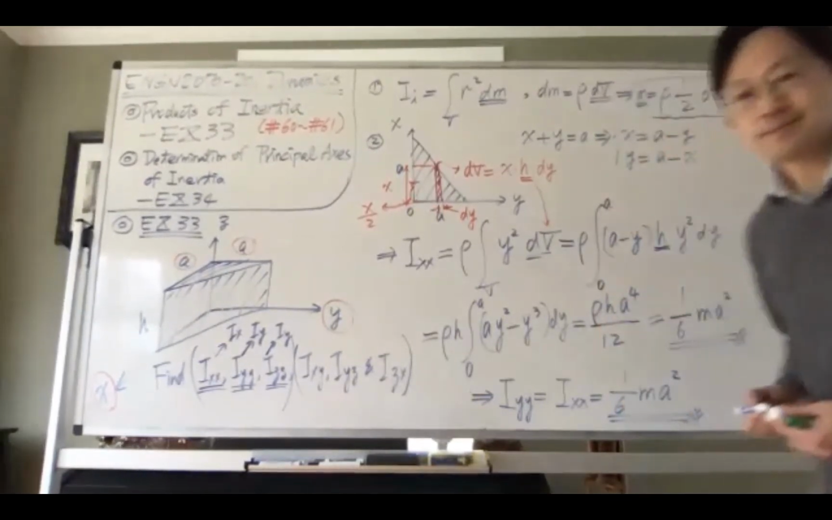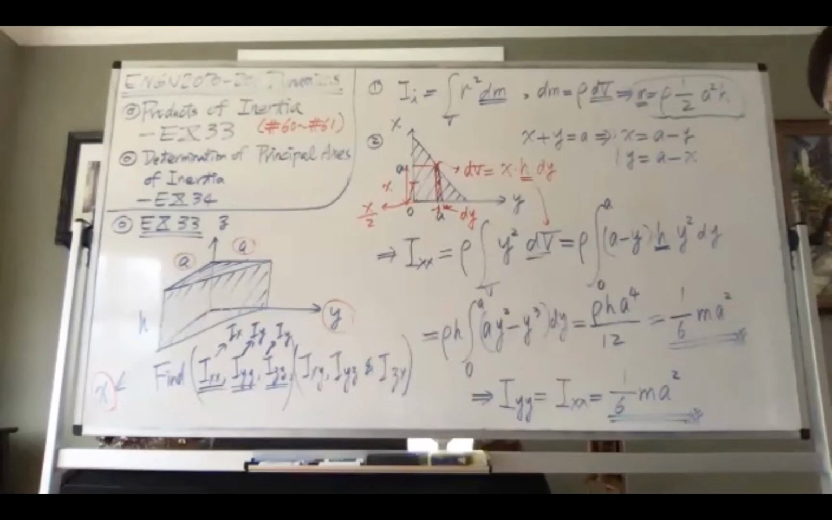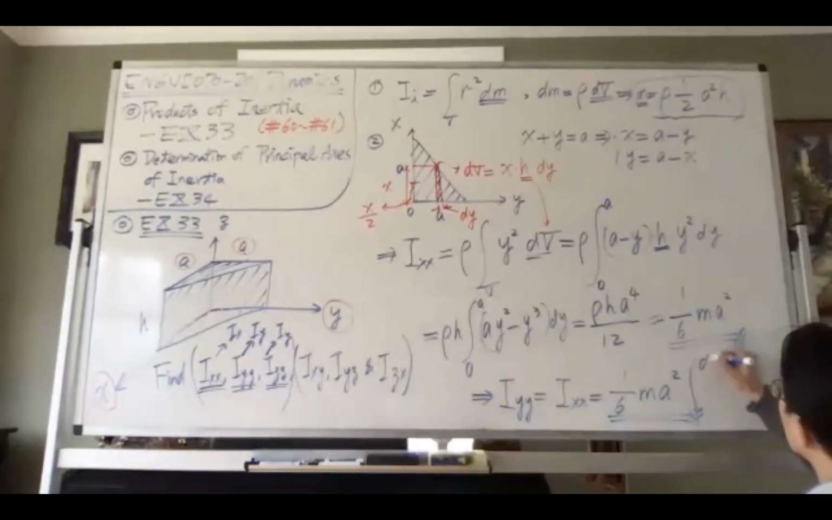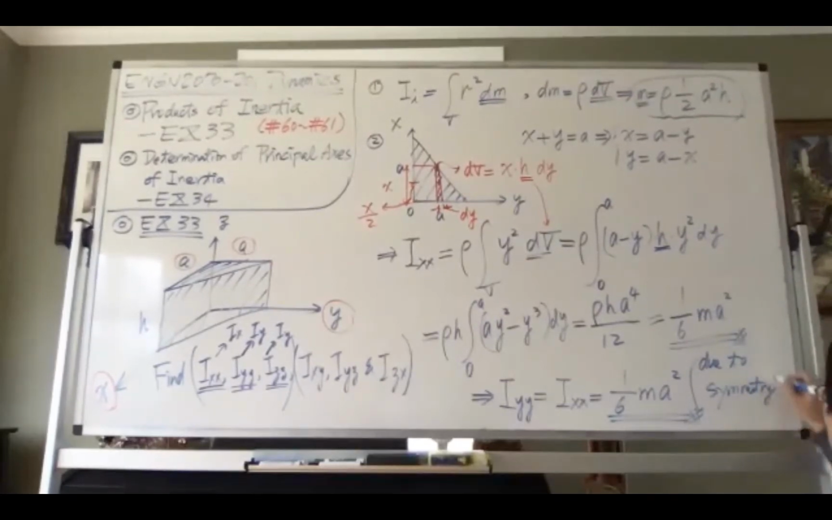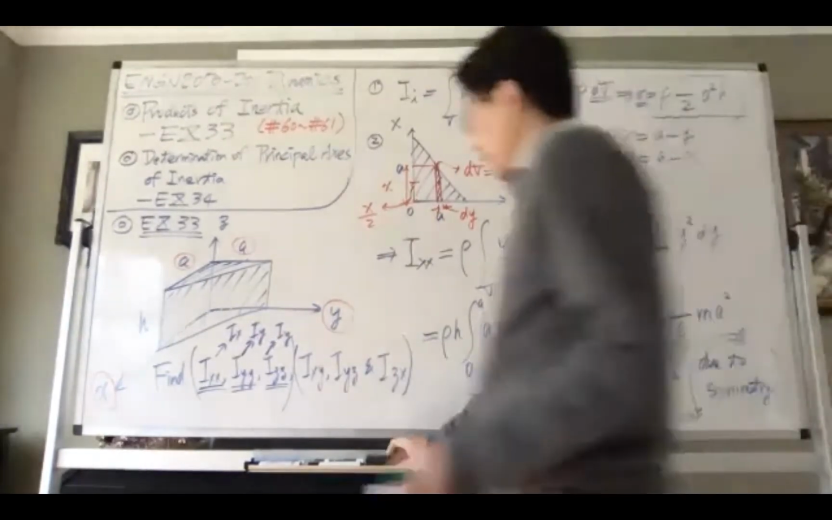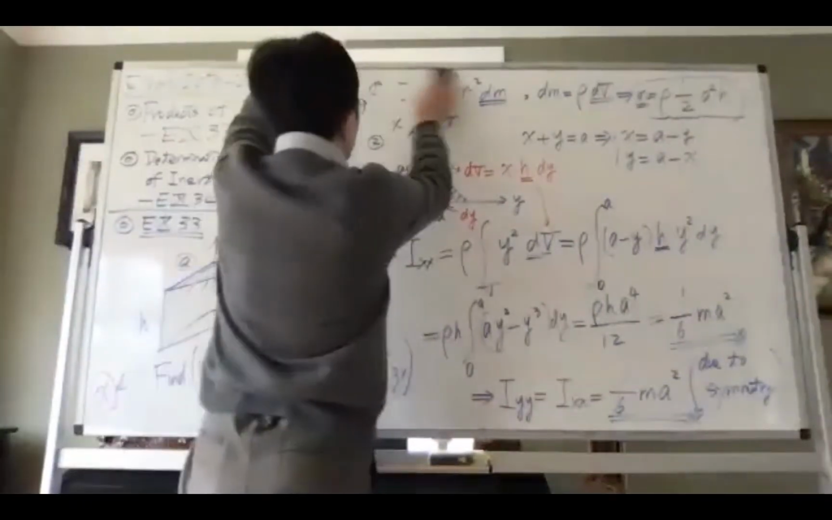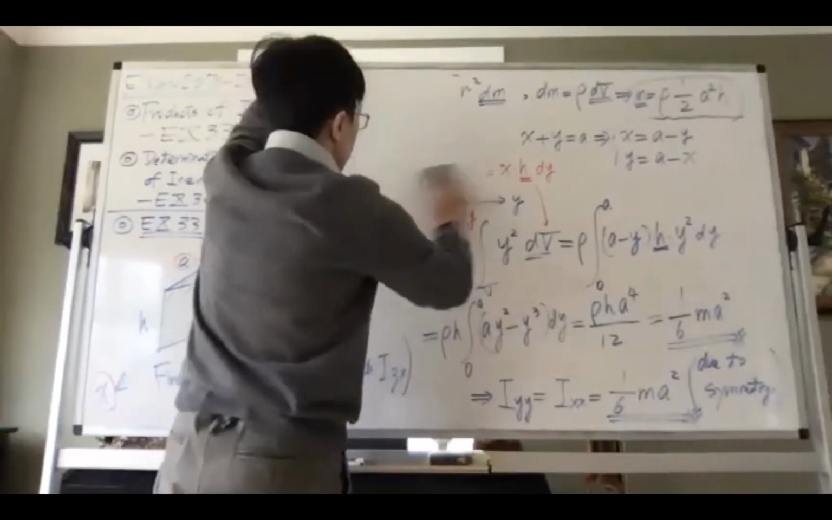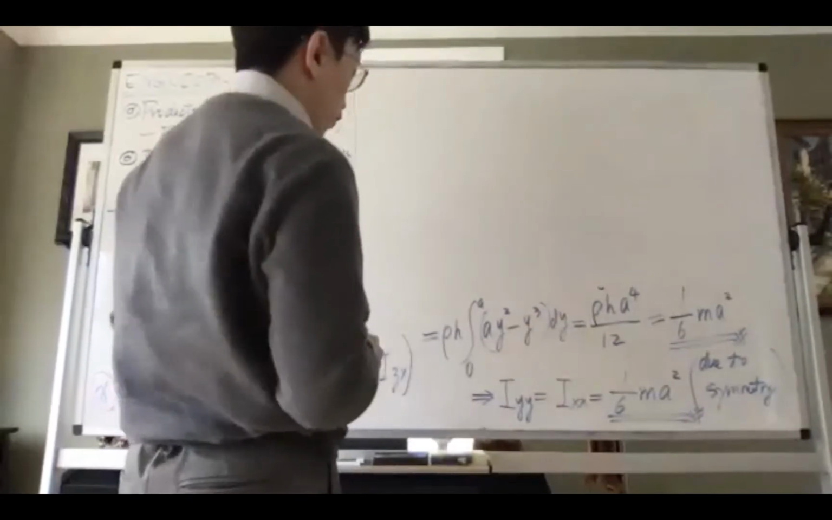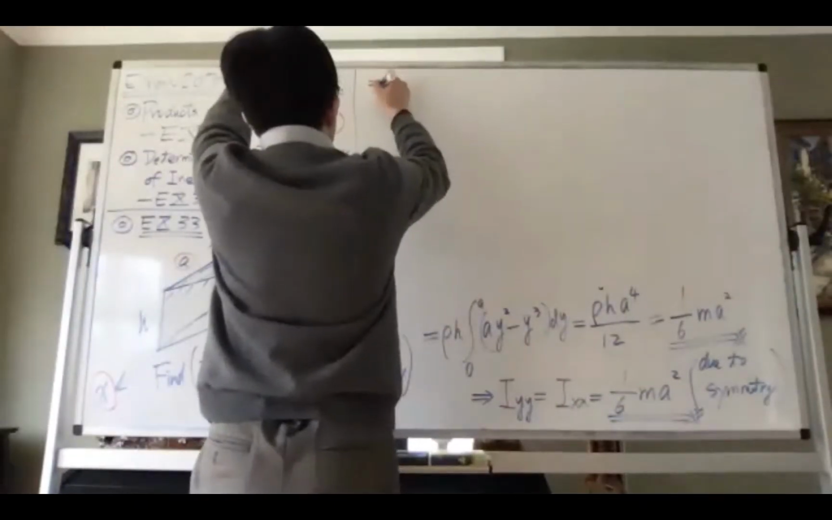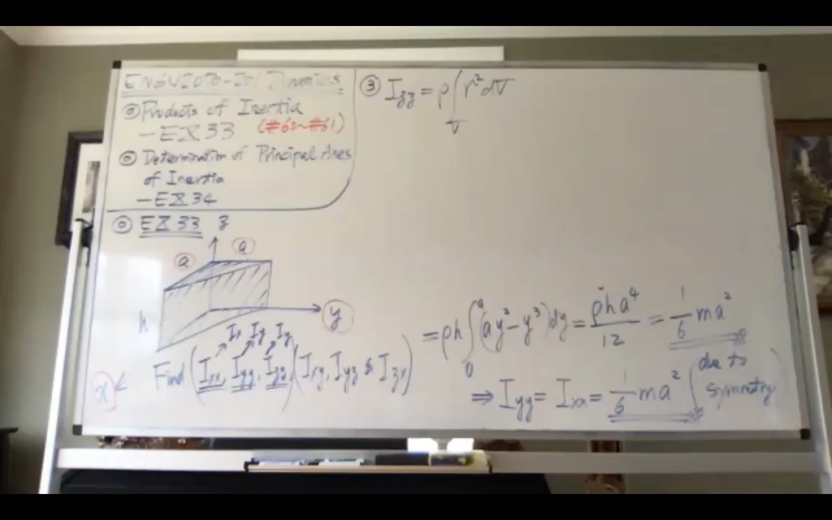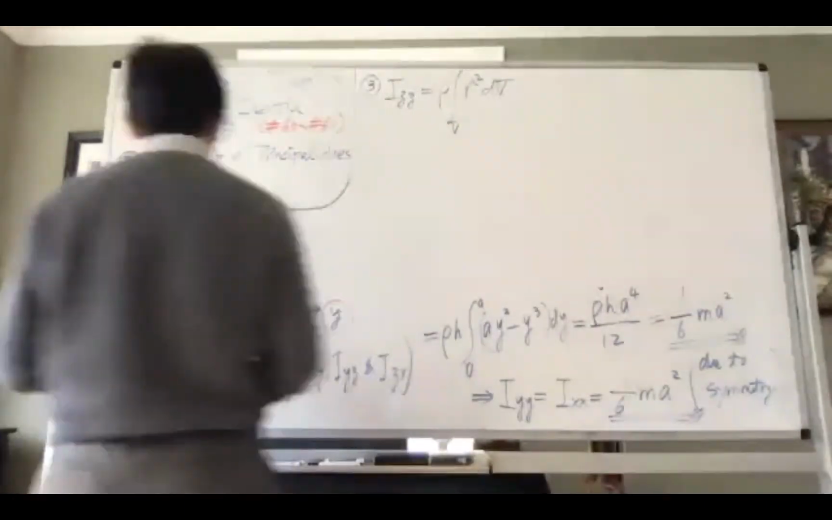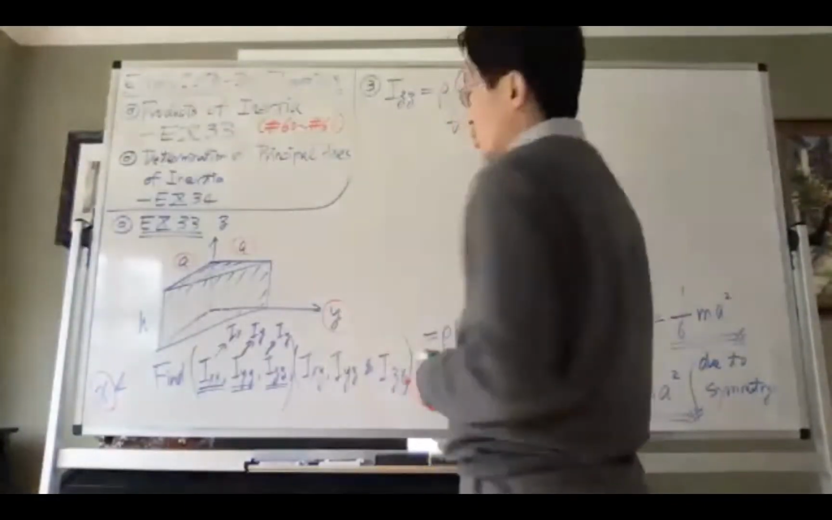And we found the second one because of symmetry. You may want to put it here, due to symmetry. Okay, now next, Izz. This will be step 3, right? Now, how do we calculate the mass moment of inertia of this with respect to the z-axis?